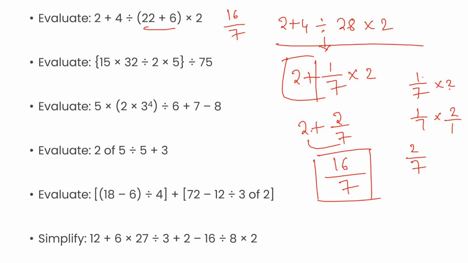How are we solving this? 7 into 2, 14 plus 2. If we find a negative symbol, minus here, then we need to subtract 2 from 14. So here it is plus, so I am adding this. Got my point? So this is the answer. 16 by 7 is the answer for the given question.